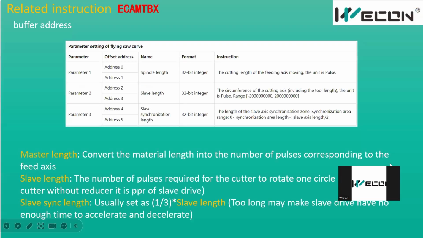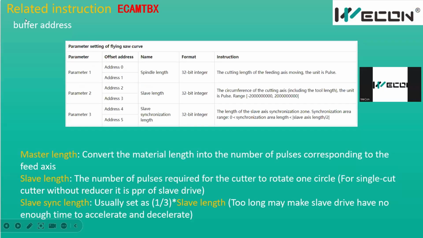Okay, now let's check the buffer table of this instruction. Here, the first parameter is the master length, and the second parameter is the slave length. The third parameter is the slave sync length.